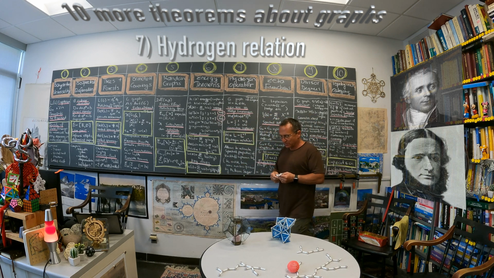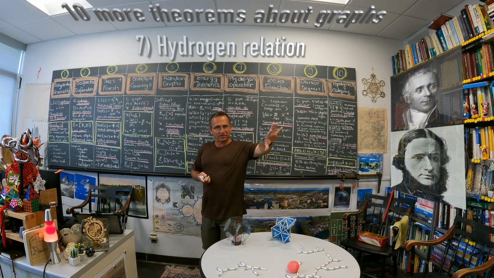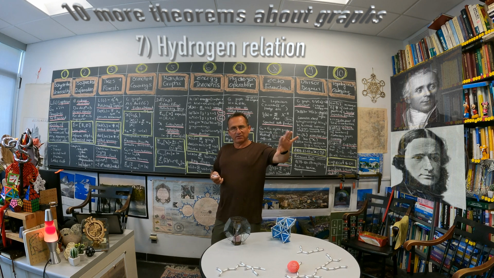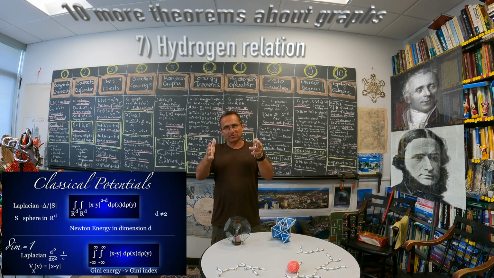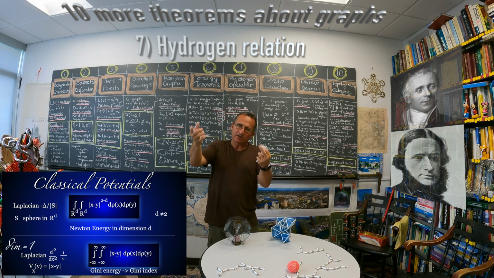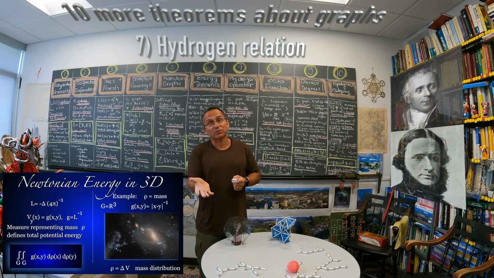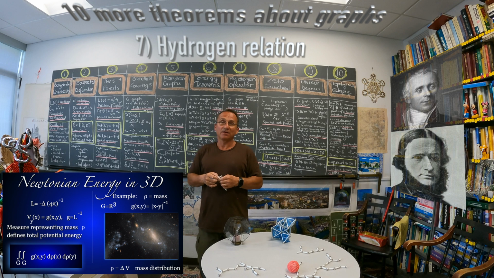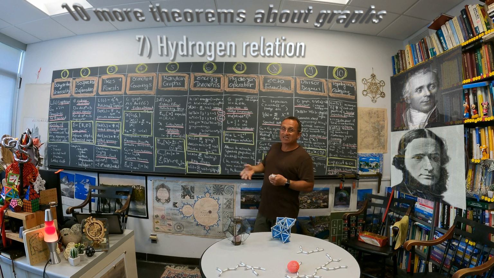I call this the hydrogen relation because of what happens when you look at the hydrogen atom. You have the Laplacian, and its Green's function involves the kernel 1 over the absolute value of x minus y in 3 dimensions. In 1 dimension, it's the absolute value of x minus y, so the force is already discontinuous. In 2 dimensions, you have the logarithmic potential. In 3 dimensions, you have the 1 over r potential, which gives you a 1 over r squared force for gravity and electromagnetism. In 4 dimensions, you would have 1 over r cubed. But these are all singular things.